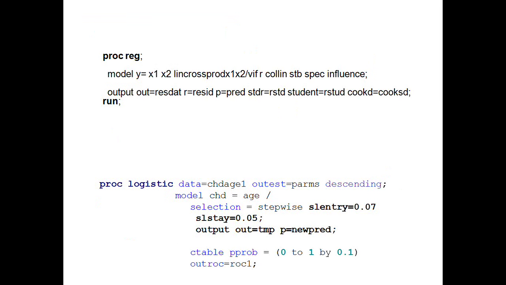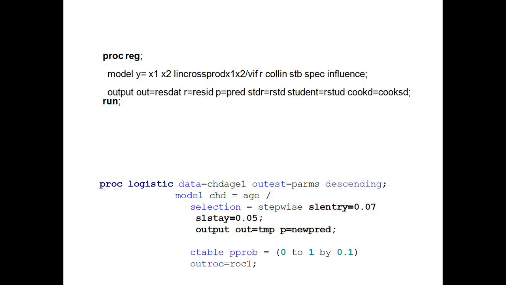For example, I have the Proc Reg code: model y equal to x1, x2, and then lots of options like VIF to calculate the variance inflation factor, COLLIN for the correlation matrix, STB, SPEC, and INFLUENCE. These are different things to check outliers and other things. With output out you can store the residual, R equal to residual, P equal to predicted, and you can get the predicted variable, residual standard error, RSTUDENT and COOKD. These are other parameters which might or might not be useful, depending on the scenario.